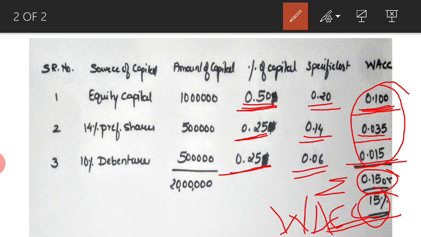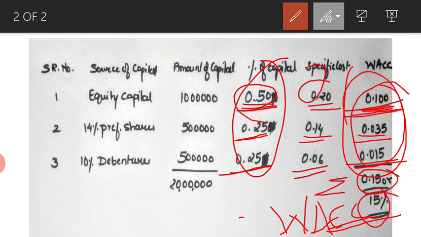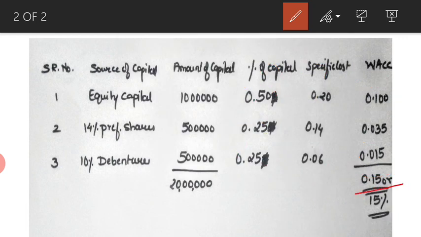That's it. So this is another method to calculate the weighted average cost of capital by using the proportion of capital directly. Here you need not use the formula of WACC. Directly you multiply the proportion with the specific cost, and then add all these weighted costs to get the final overall weighted average cost of capital of the firm, that is 15%. I hope you're clear with this calculation of WACC by both the methods.